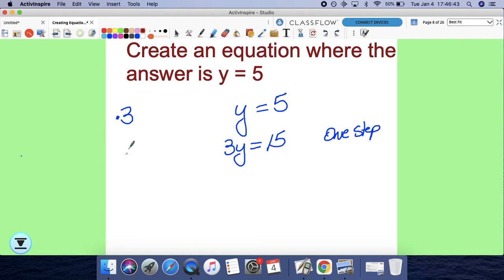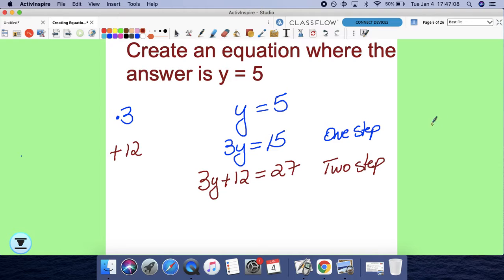So let's add 12 to both sides. I'm going to make that equation a little bit more complex. So 3y plus 12, well, I can't add those two because they're not like terms, so this is just 3y plus 12. And on the other side, 12 plus 15 is 27. Ta-da! We just created a two-step equation.